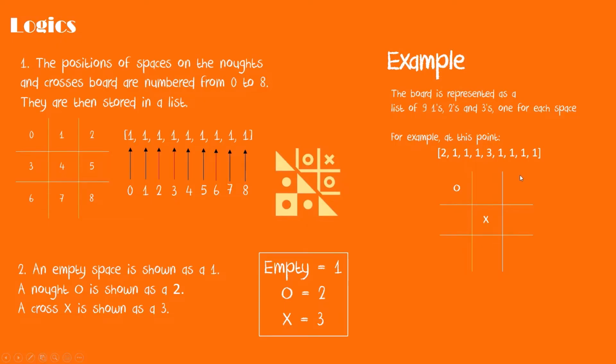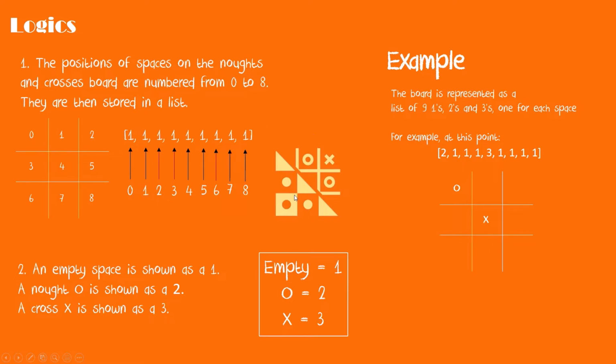But before we start, I would like to talk about some logic. Here the positions of spaces on the Noughts and Crosses board are numbered from 0 to 8. This is 0, this is 1, this is 2, like positions of the board, and they are stored in this list. So each position is labeled here: this is 0, this is 1, this is 2, and so on.